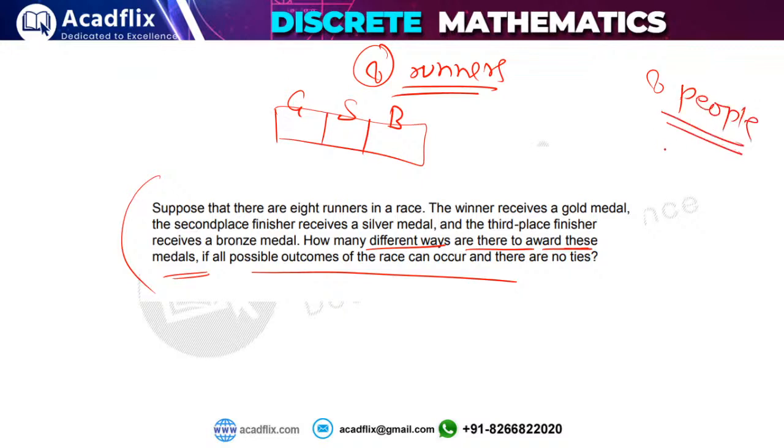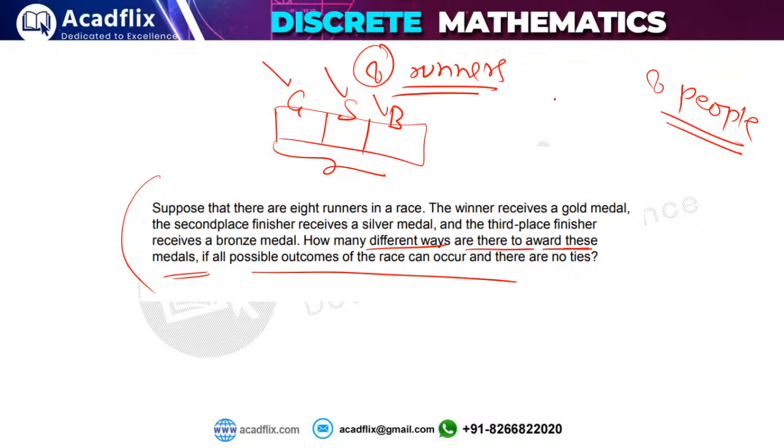Okay, some marathon is there, whatever. So 8 people are running, and the first person who wins will get gold, the second person will get silver, the third person will get bronze. So how many ways can you give these medals? How many different ways are there to give these medals?